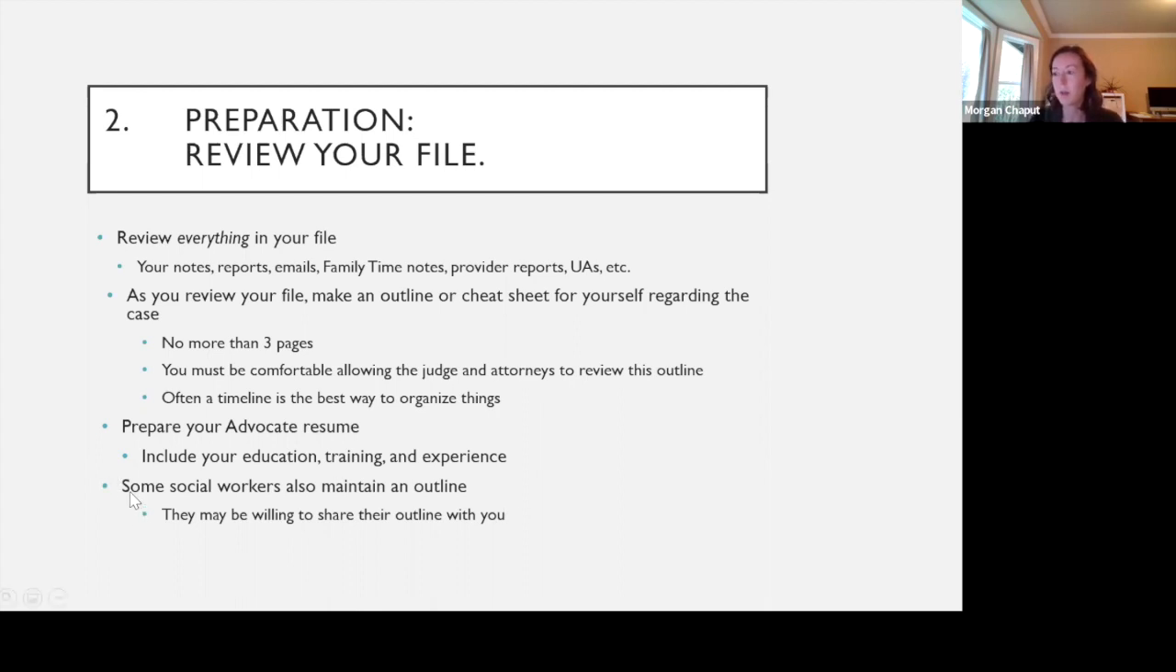Okay, so like I said, some social workers historically had an outline that they maintained. I don't know how often that's the case now with the high turnover that we've seen, but talk to the social worker as well. They may be willing to share an outline with you that they may be using to help prepare their testimony as well.